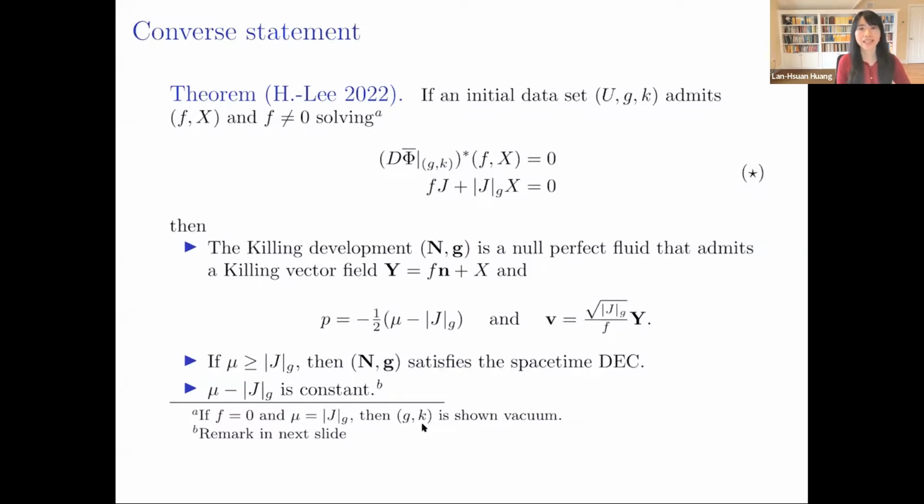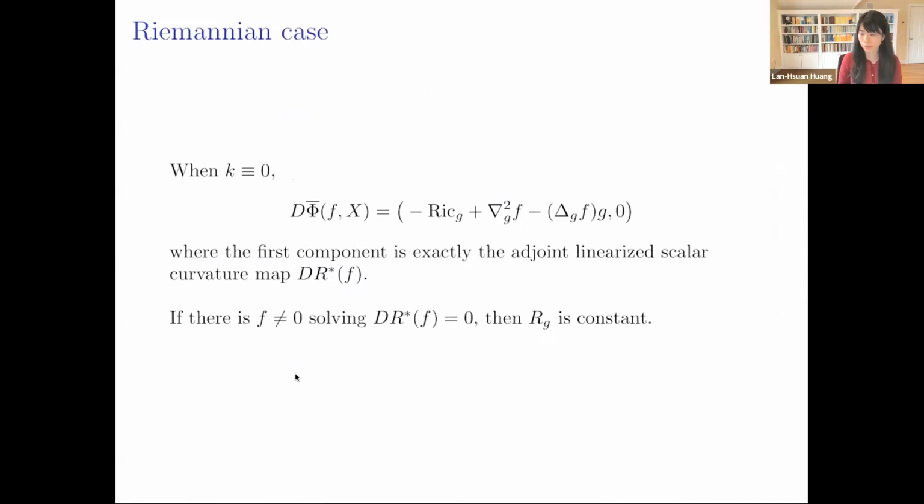And then in that case, we can just use the vacuum development of Choquet-Bruhat together with Moncrief's result to get this property. Then we can patch together along where F changes sign. And this constant, we will see in the remark on the next slide, really is just a reminiscence of the Riemannian case. So in the Riemannian case, we assume K is 0.